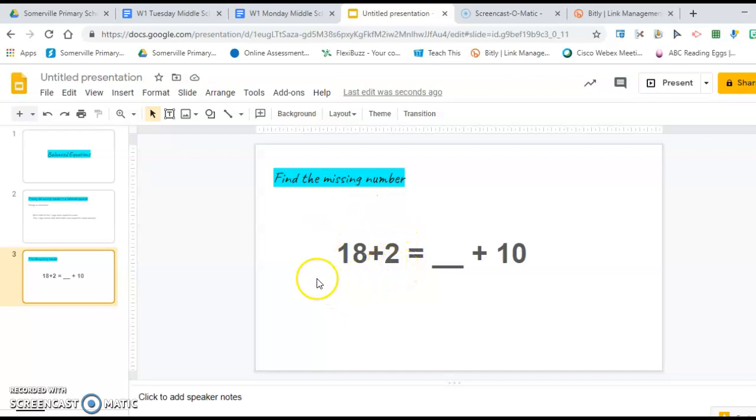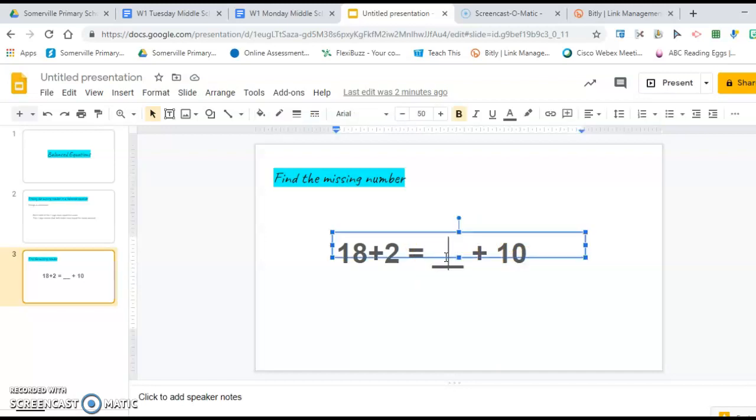So 18 plus 2 is 20. Okay, so we know that this side equals 20. So whatever is on this side has to equal 20 as well. So something plus 10 must equal 20. Well, if we know our double facts, we know that 10 plus 10 equals 20.